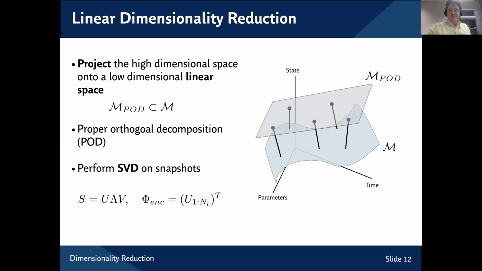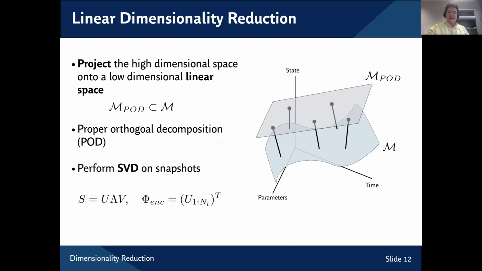Typically, the most common is a linear dimensionality reduction. Here, the encoder and decoder are linear operators, or in a finite dimensional space, they are simply matrices that project your vector onto a low dimensional space. The most common approach is using the proper orthogonal decomposition, which uses the singular value decomposition. And here you define your encoder as being the first NL left singular vectors.